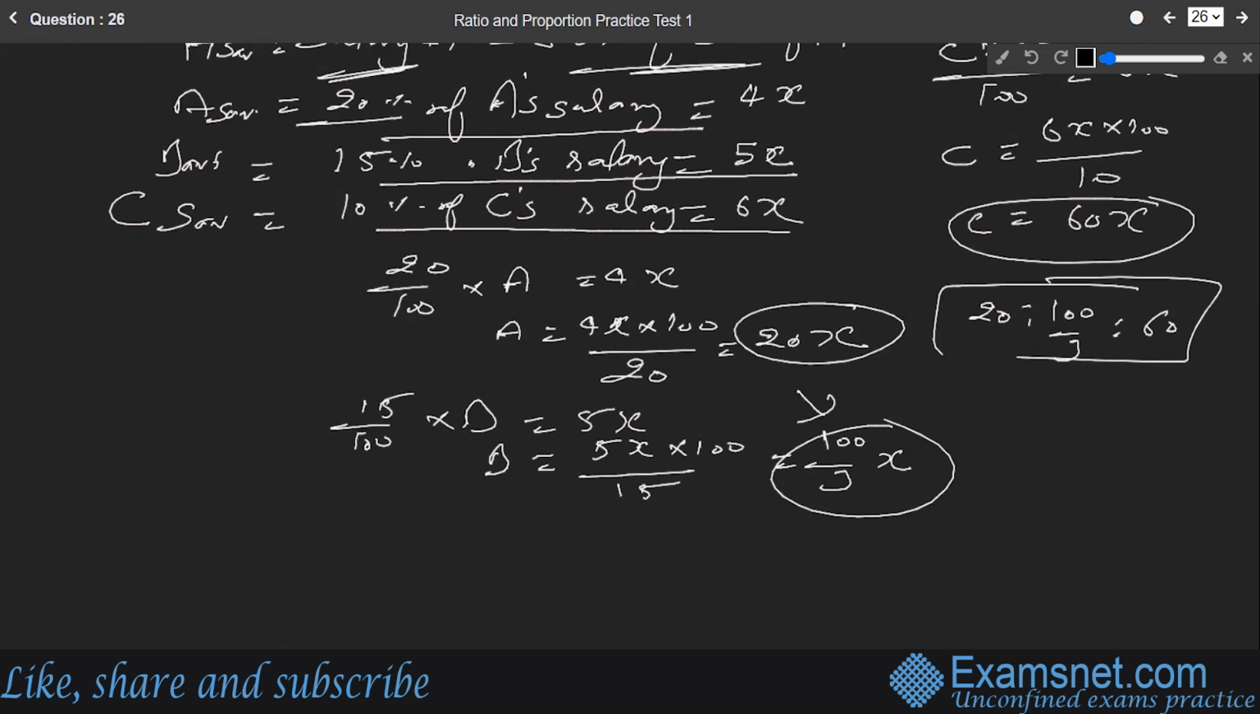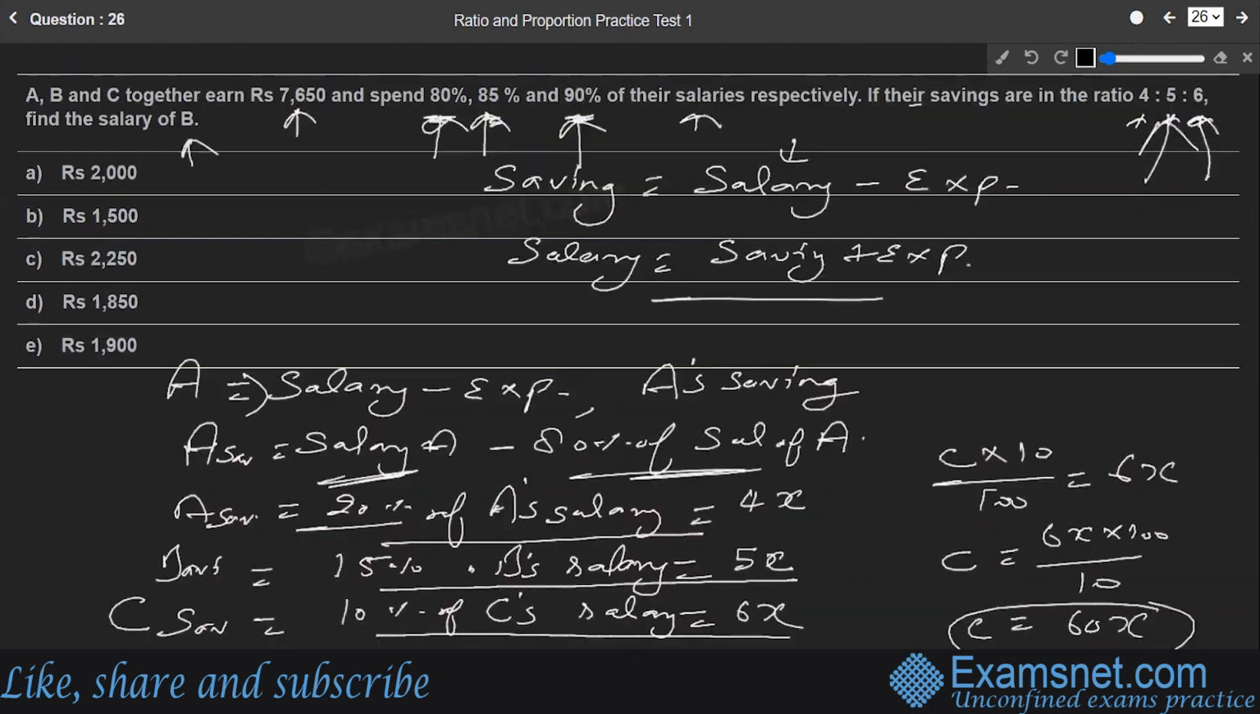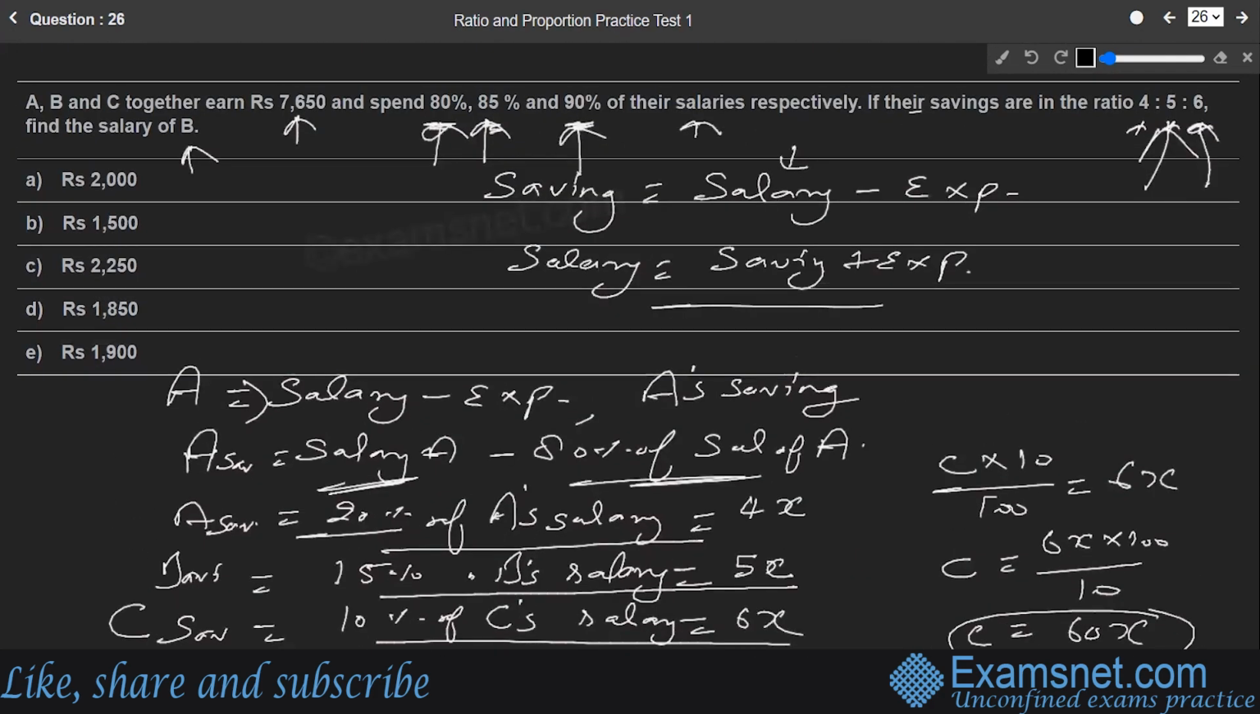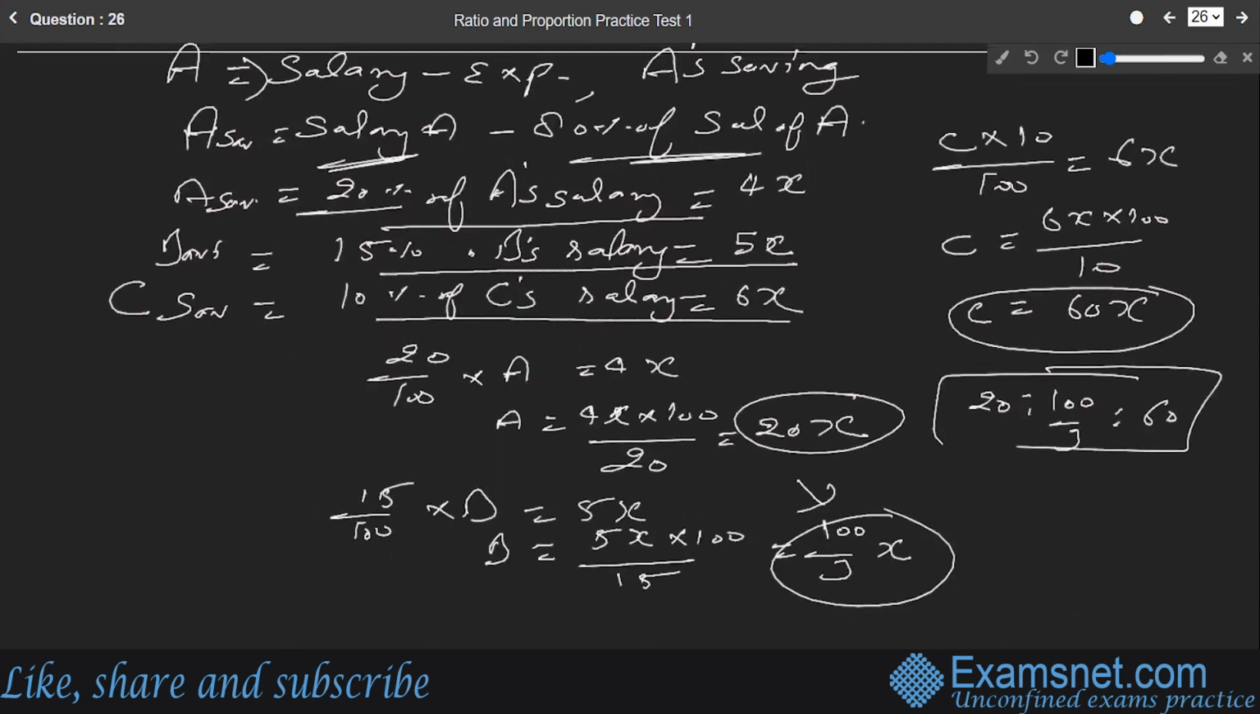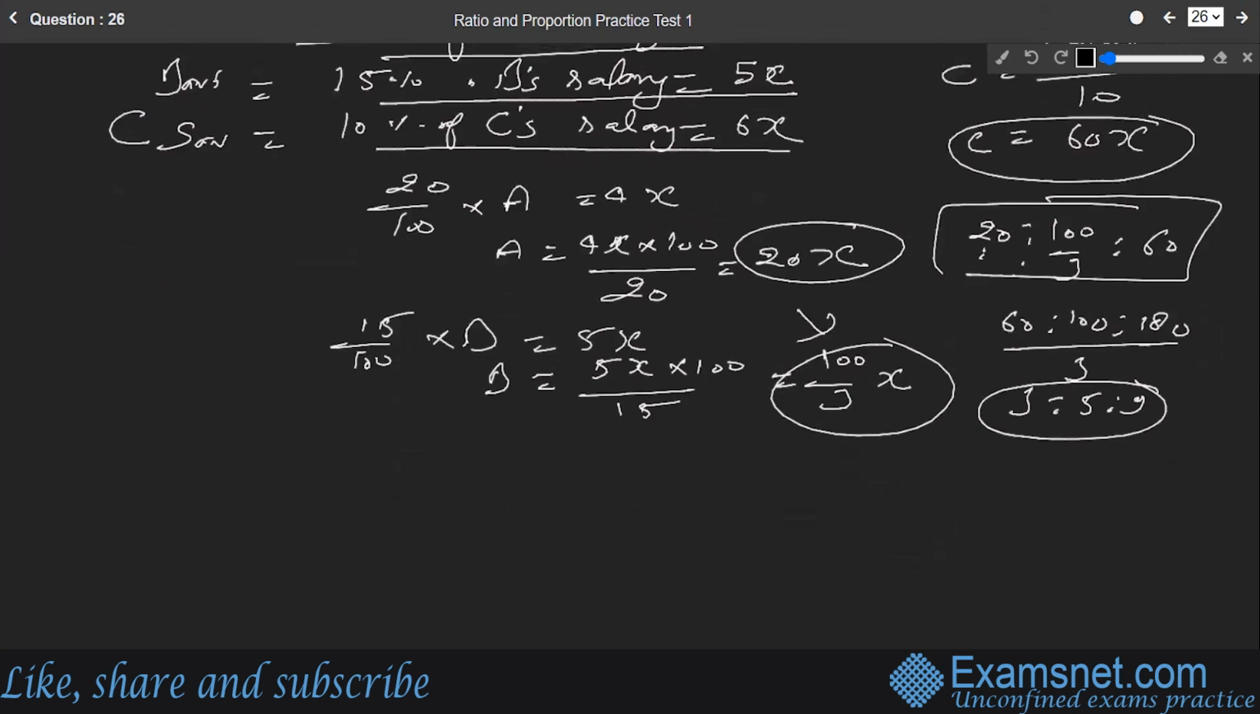So to find out x, what we can do, as they say, the total salary of them is 7,650. And we have calculated the total salary ratio is this: 20 is to 100 by 3 is to 60. So what are we supposed to know? We are supposed to first simplify this particular ratio. So if we take the 3 as LCM, it is going to be 60 is to 100 is to 180. Okay, so the ultimate ratio is 60 is to 100 is to 180, which can be further simplified into 3 is to 5 is to 9. So the ultimate salary ratio is 3 is to 5 is to 9.